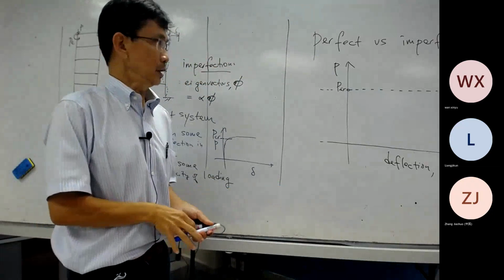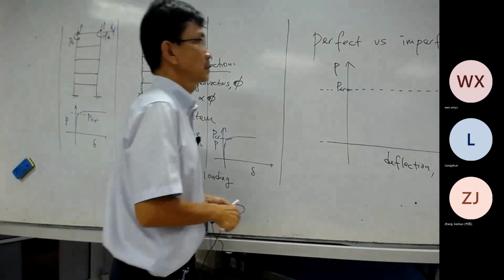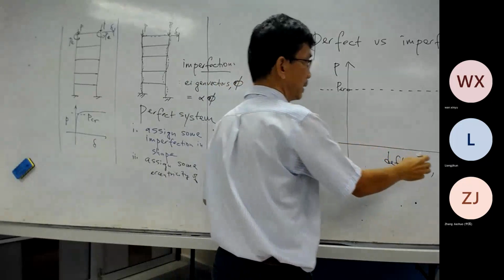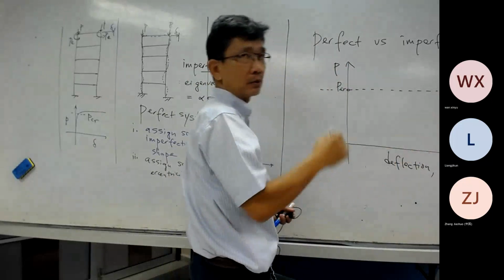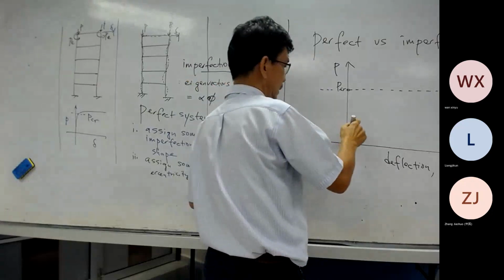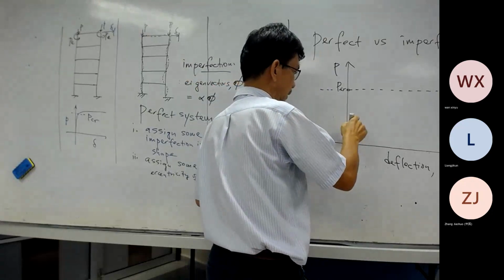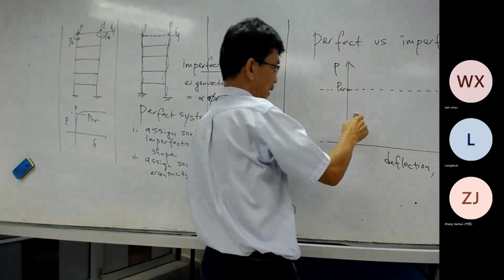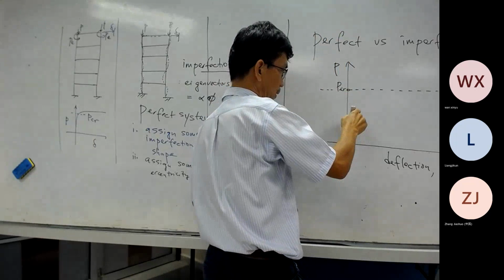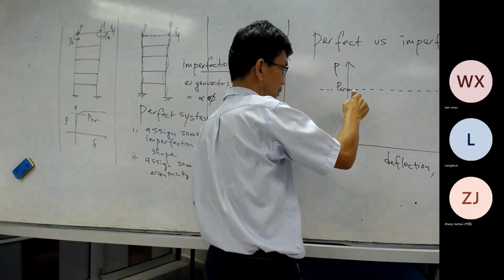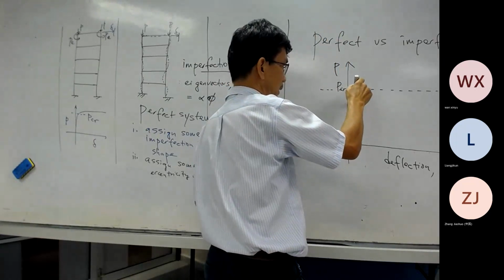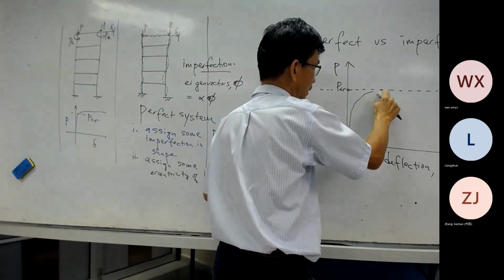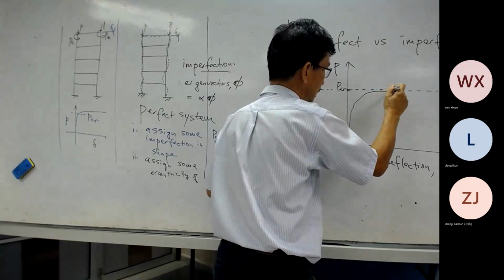So an imperfect column, right from the beginning, it will bend. I mean, right from the beginning, delta will become non-zero. So this is similar to the graph that we already drew. When you apply loading, when you go up this axis, you already get delta non-zero, but then it will slowly become like this, but it can never cross the line. Can never cross the line.